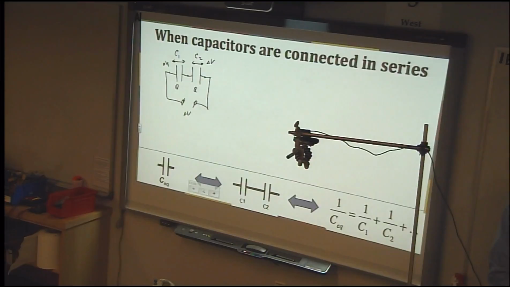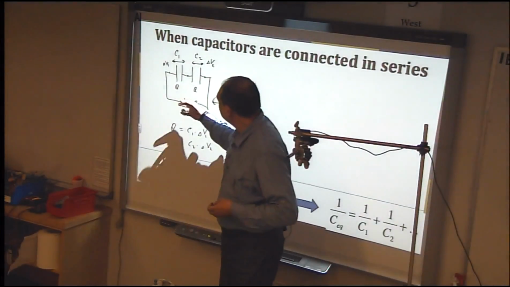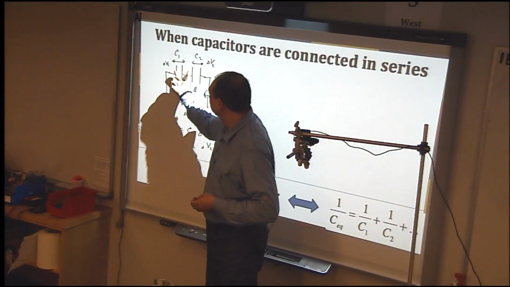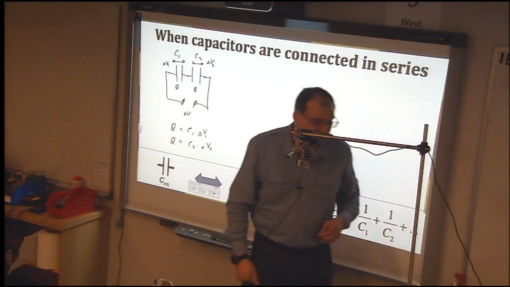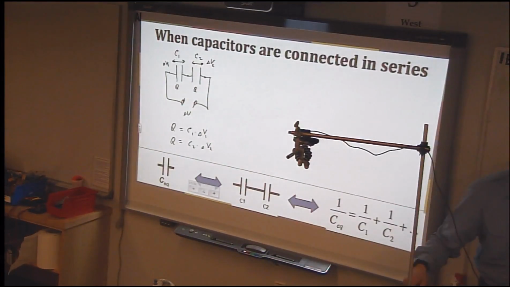And of course, for each capacitor, we can write the expression which relates charge, capacitance, and voltage. And of course, that's number 2. If we add voltage number 1 and voltage number 2, we should get the original voltage provided by the battery. That's another relationship we can write.